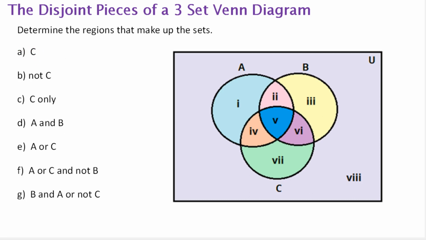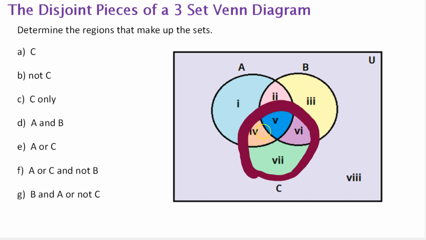So I'm going to use a highlighter. So here's our C circle. And notice these 4 regions are different in terms of A and B. However, if you were in C, you must be in one of these 4 regions. So that is 4, 5, 6, and 7. So those 4 disjoint regions make up C.